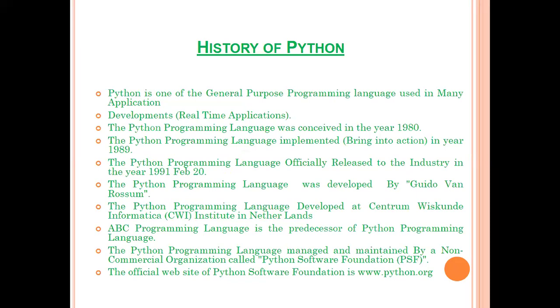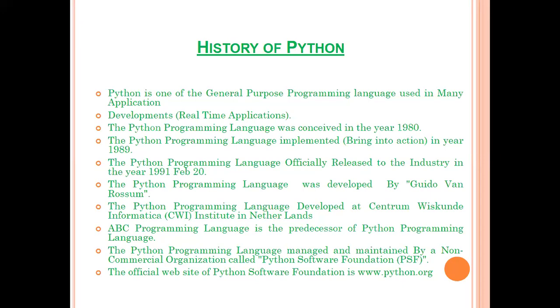Now, the Python programming language was conceived in the year 1980. Guido van Rossum, the father of Python, started working on it in 1980, and it was implemented, meaning it was brought into action, in 1989. The Python programming language was officially released in 1991, February 20. Guido van Rossum started working on Python in 1980, it was implemented in 1989, and officially released in 1991, February 20.